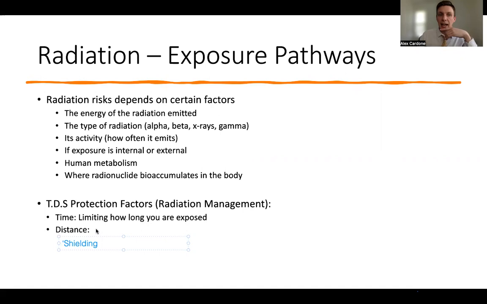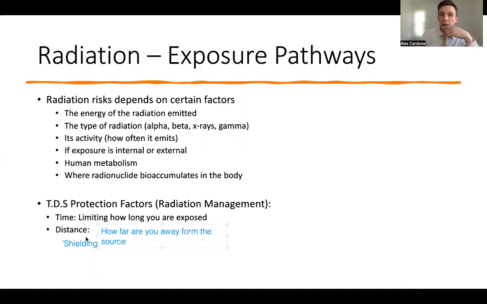Time means limiting how long you are exposed to something. For example, if you wear a TLD badge, which we'll talk about, it is constantly looking at how long you've been exposed to a radiation source to tell you when you need to stop and when it is going to be damaging after that. Then distance, which is how far you are away from the source.